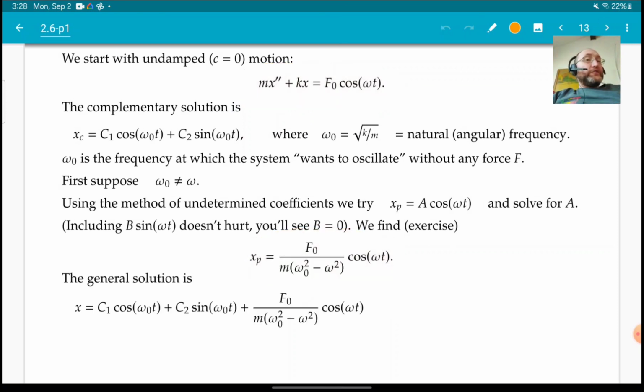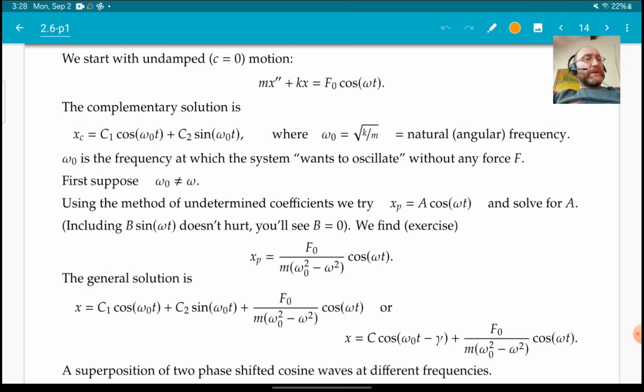So the general solution is this. We're just doing what we've been doing all this chapter, just putting everything together, and this is a fairly simple equation. So that's what the general solution is.